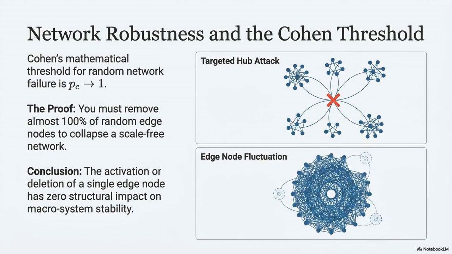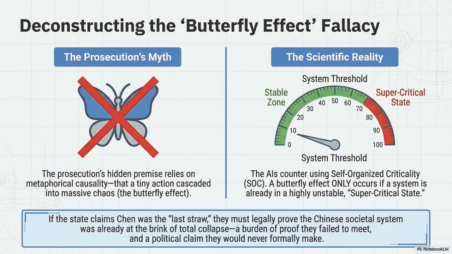So DeepSeek's analysis zeroes in on Chen's use of research by Cohen, Havlin, and Ben-Avraham. It's all about network robustness. Okay. These researchers mathematically proved that in a scale-free network, randomly removing or activating edge nodes has practically zero impact on the macrostructure or global connectivity. Because it's too decentralized at the edges. Exactly. The network is insanely robust at the edges. The mathematical threshold for the network to collapse from edge node activity actually approaches 100%. Wow. You would literally have to remove or radicalize almost every single normal user simultaneously to break the system from the bottom up.